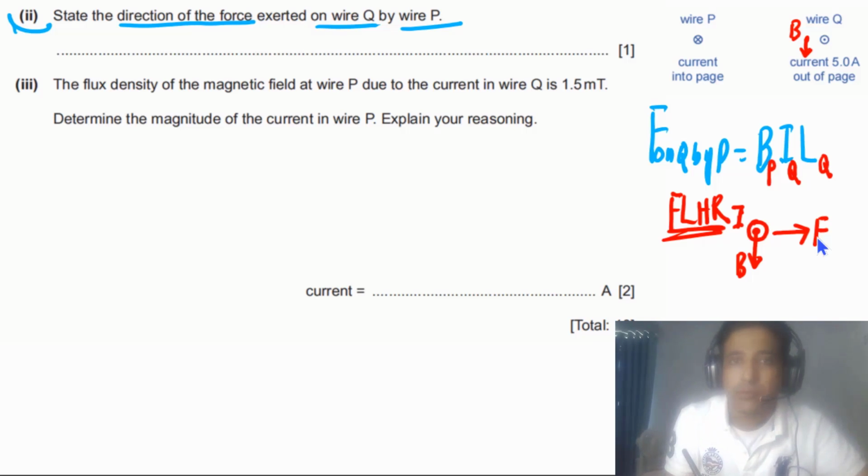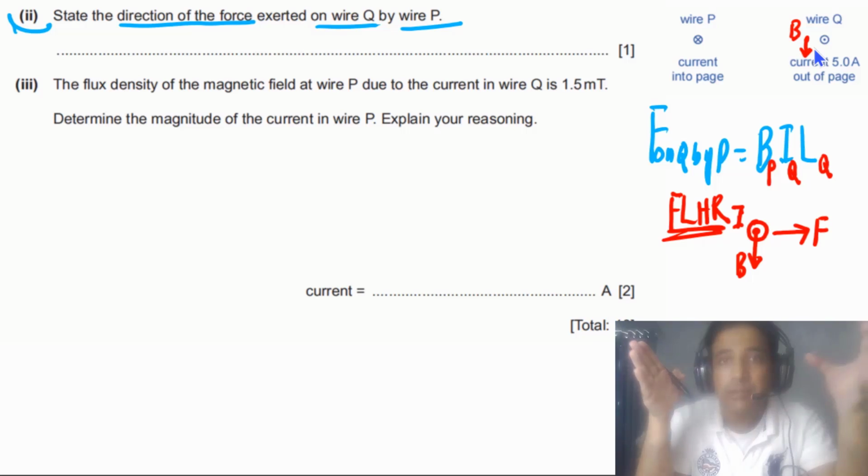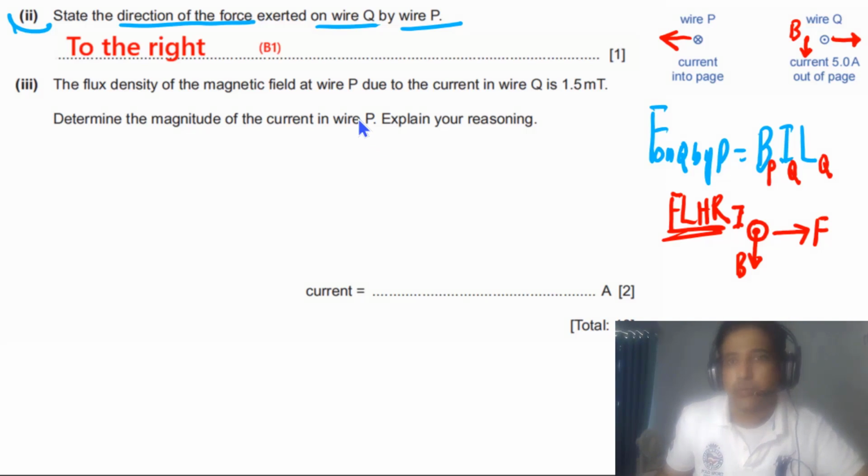Another way to find direction of force is, as current in this wire is into the page and current in this wire is out of the page, these two currents are in opposite directions. It means these two wires will repel each other. So the force on this wire will be to the right, and force on wire P will be to the left. But for this question, we simply need to find direction of force on wire Q. So simply we can say this is to the right.